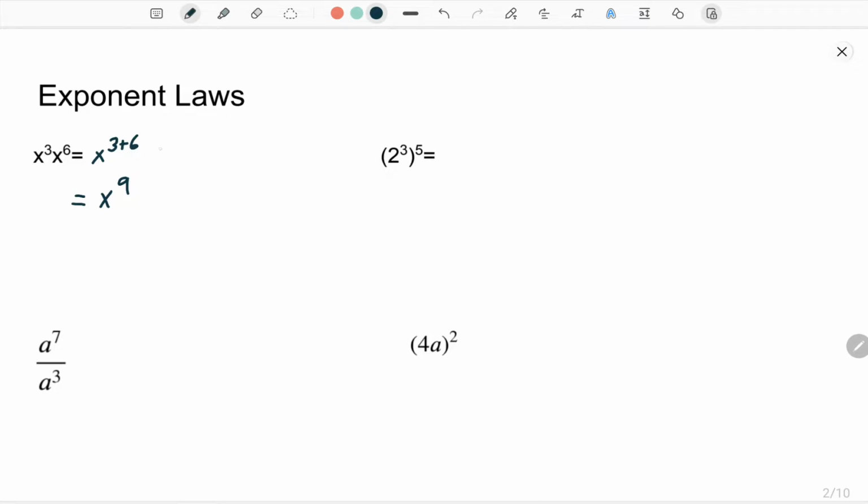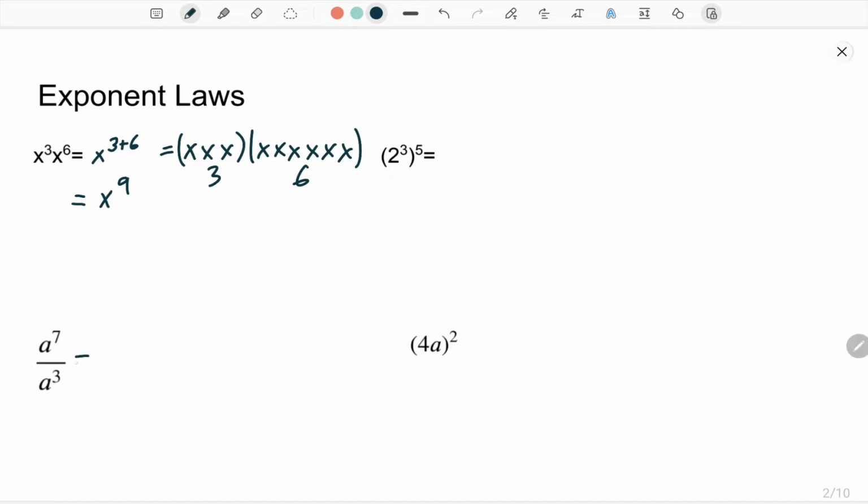And that comes from the fact that if you were to expand out x cubed and x to the 6th, well, x cubed is just 3 x's. x to the 6th is just 6 x's. So in total, you have 9 x's. So that's kind of the basis of that particular law.